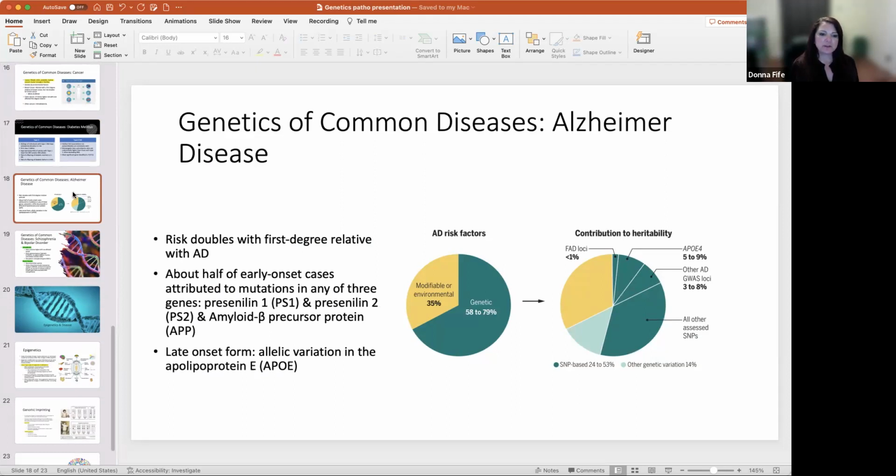About half of early onset cases are attributed to mutations in any of 3 genes: presenilin 1, PS1, presenilin 2, or PS2, and the amyloid beta precursor protein, APP. For the late onset form of Alzheimer's disease, there's allelic variation in apolipoprotein E, abbreviated APOE.